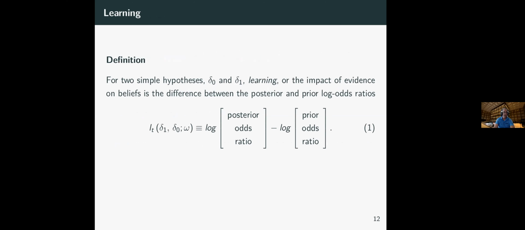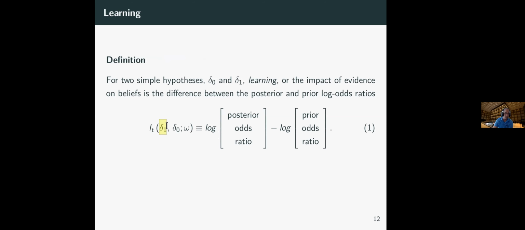Okay, so I'm going to define learning. Let's take 2 simple hypotheses. So delta 0 and delta 1 are 2 models of the world. Learning is going to be the impact of evidence on the beliefs. It's going to be the difference between the log posterior odds and log prior odds. So learning at time t, of course, implicitly this depends on the information at time t, the increment.